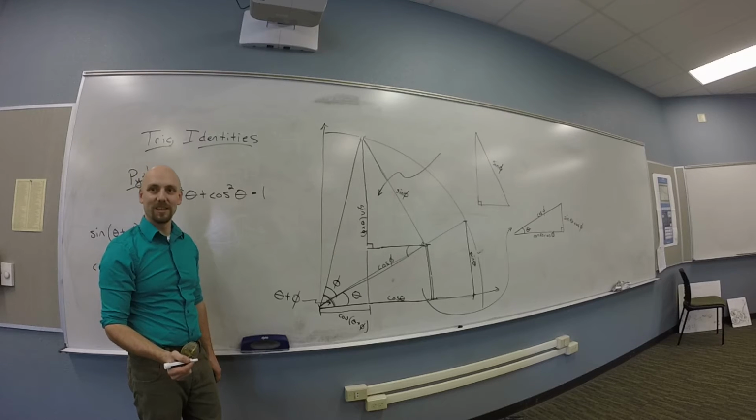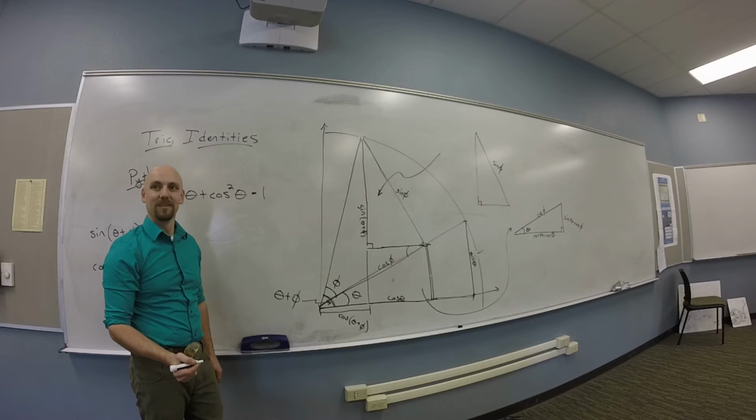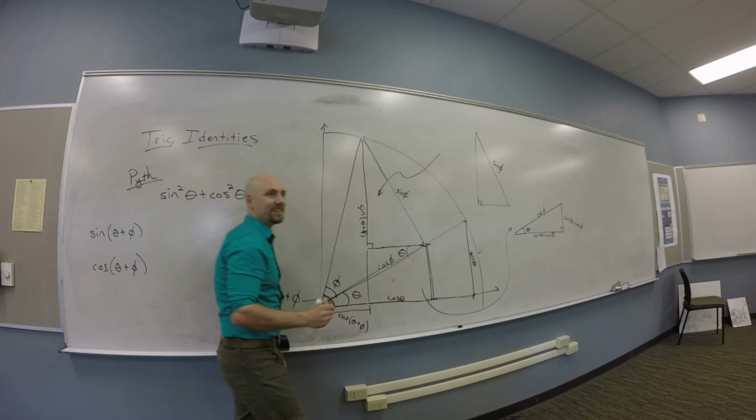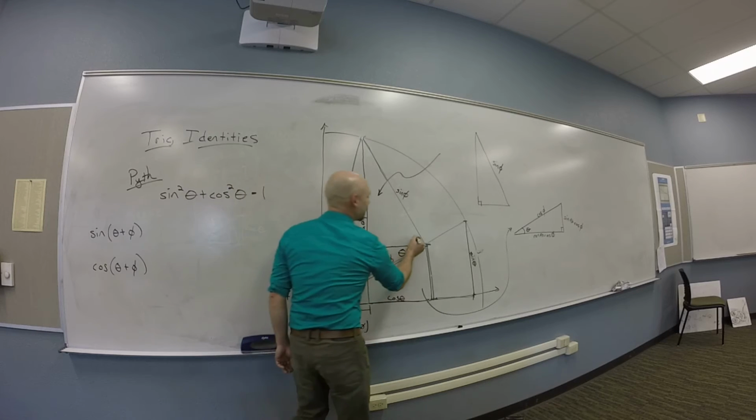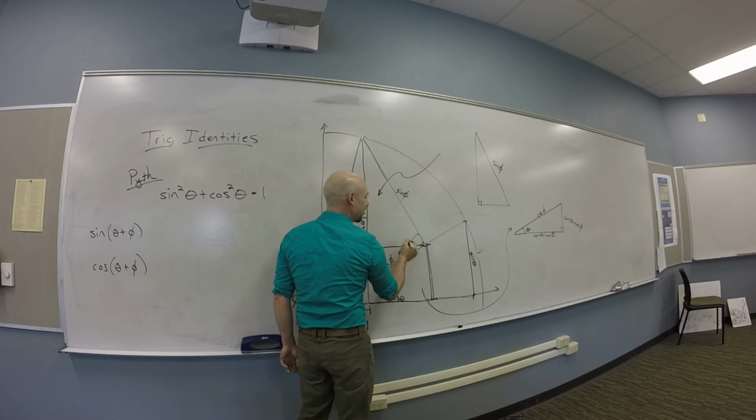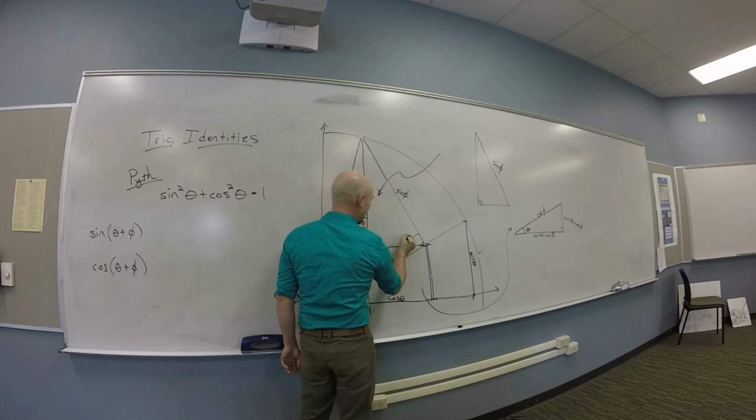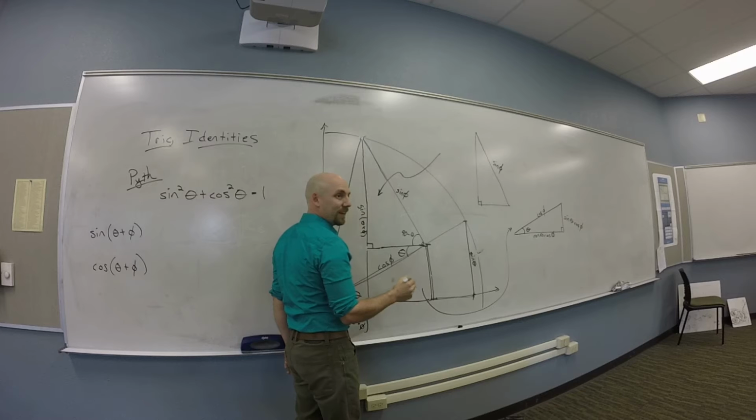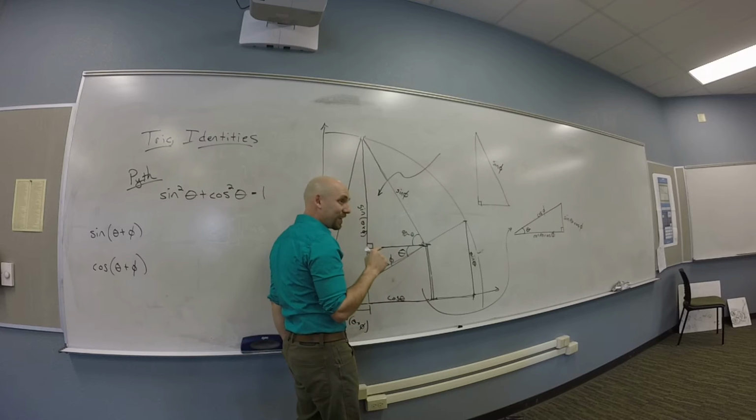Why is it the same as theta? Because it's a parallel line cut by a transversal. It's an opposite interior angle, right? So that one's a theta. So this angle in here is 90 minus theta, or pi over 2 minus theta. Right.